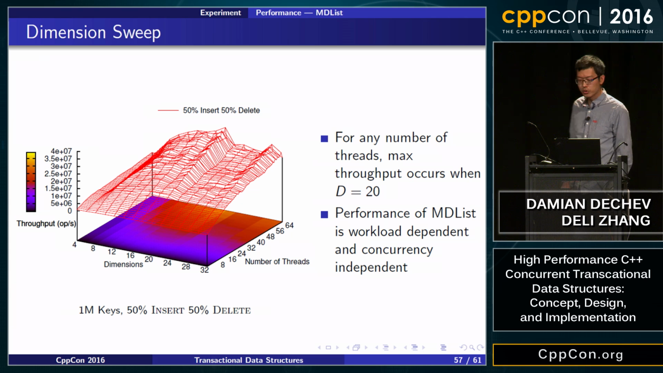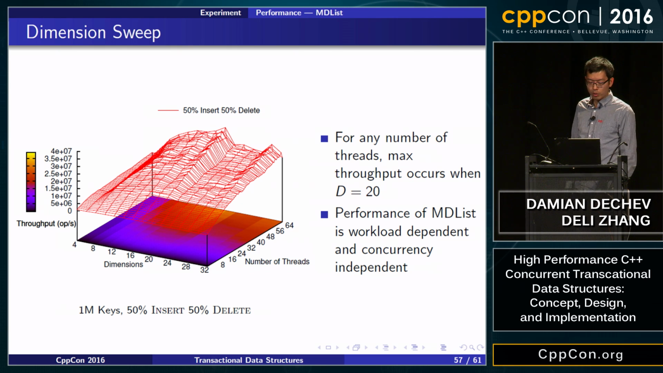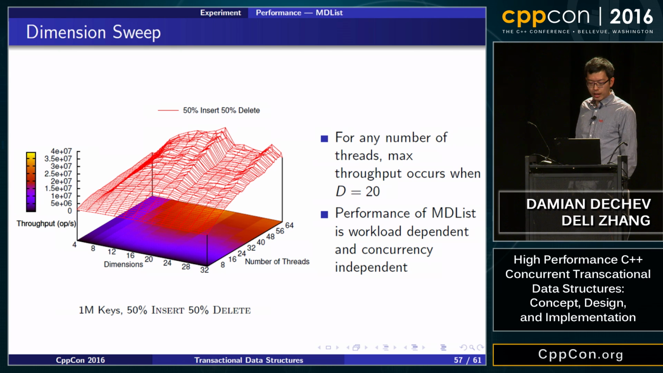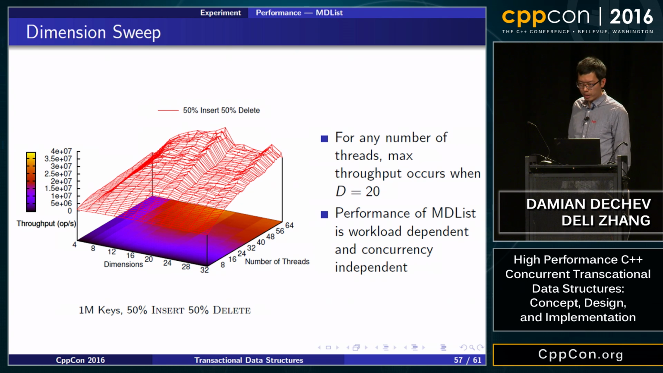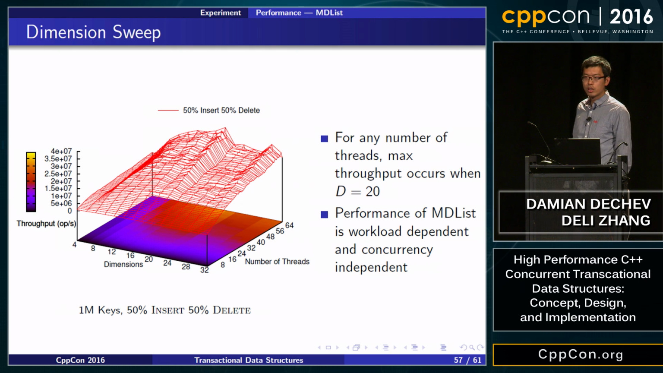So here, this graph shows a parameter sweep on the dimensionality of the data structure as well as the number of threads. The thing to note is that this is for write-dominated workloads with 50% insert and 50% delete. We can see that the maximum throughput of the MDList always converges at 20 dimensions. This means that the throughput of this data structure is independent of the concurrency level, but dependent on the actual workload. So what we can do is tune this data structure according to your specific workload, and then when you add in more threads, it will scale automatically.